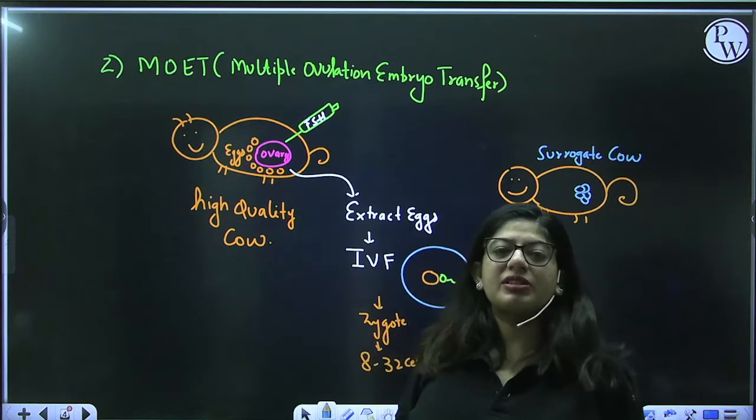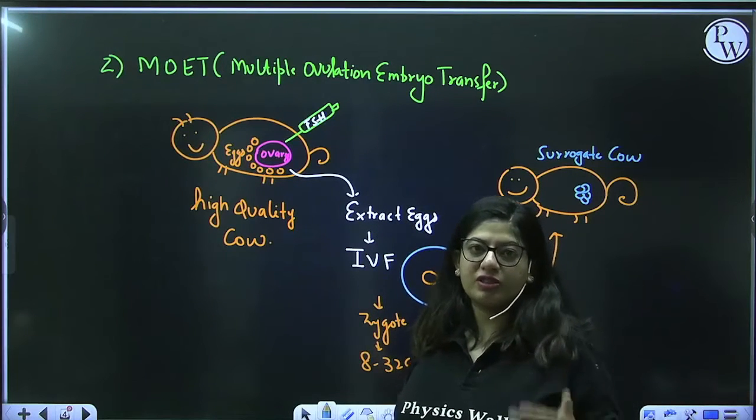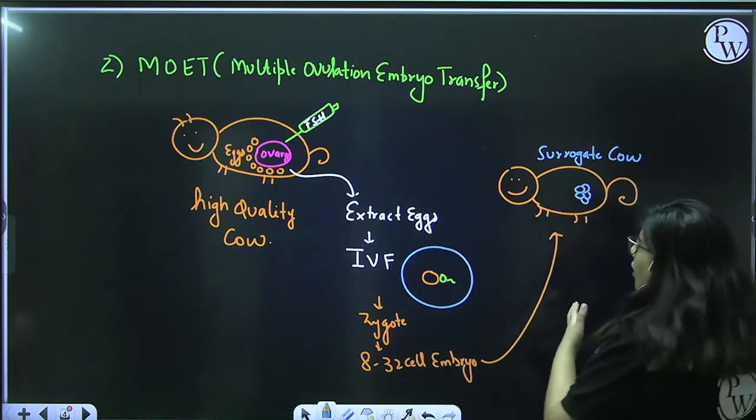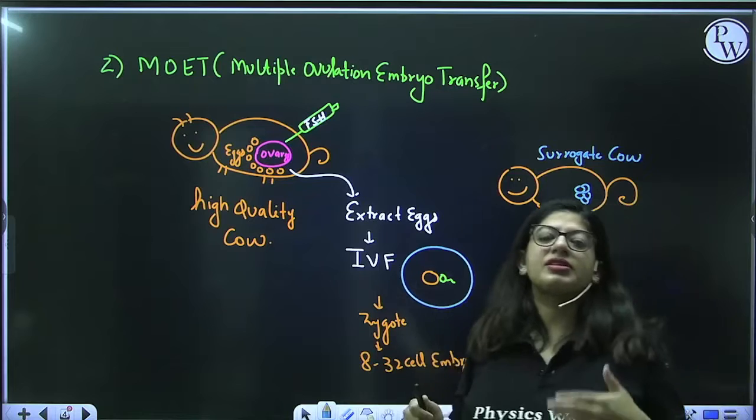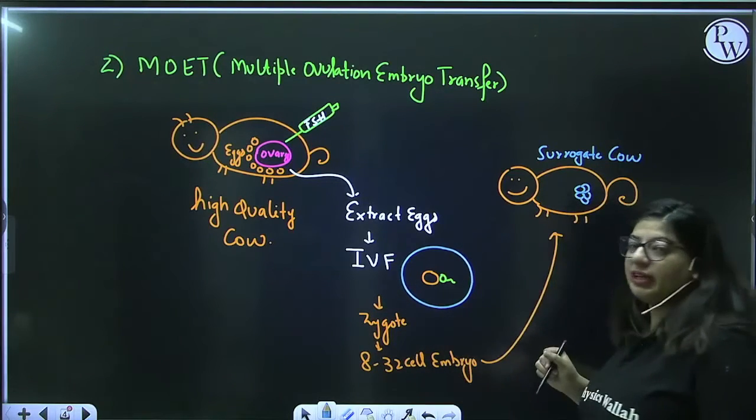So we will keep this cow for producing more and more eggs so that we can have the progeny of this cow because she is the high quality one. But the other cows, which are poor quality, we will use them as surrogates to produce the babies. Okay. So this is what we do in multiple ovulation.